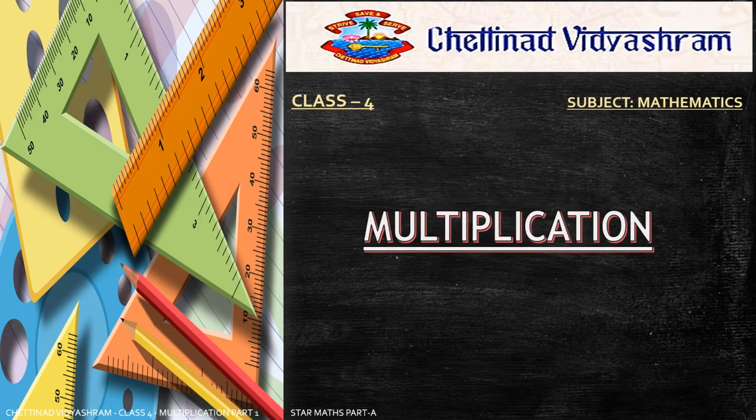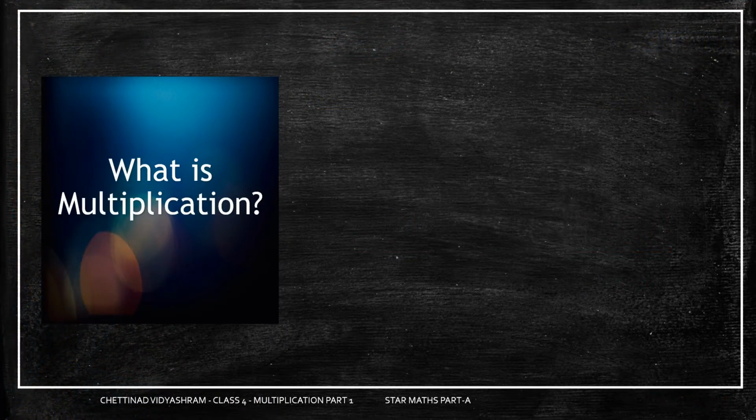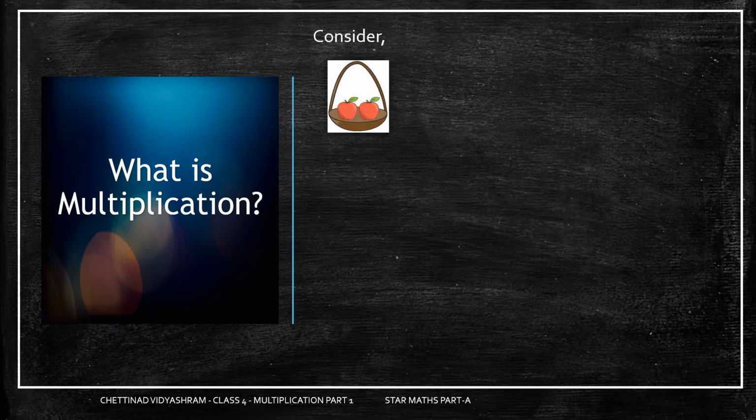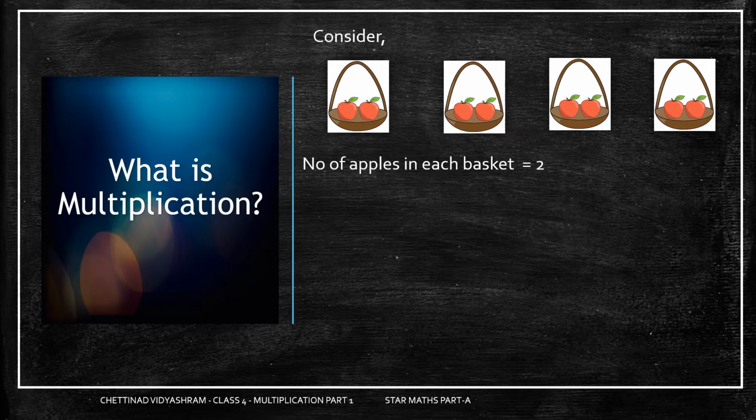Today we are going to see the chapter multiplication from Star Max Part A. What is multiplication? Consider the below baskets. Number of apples in each basket is equal to 2. So to find the total number of apples, what will we do? We usually add the apples together, right?